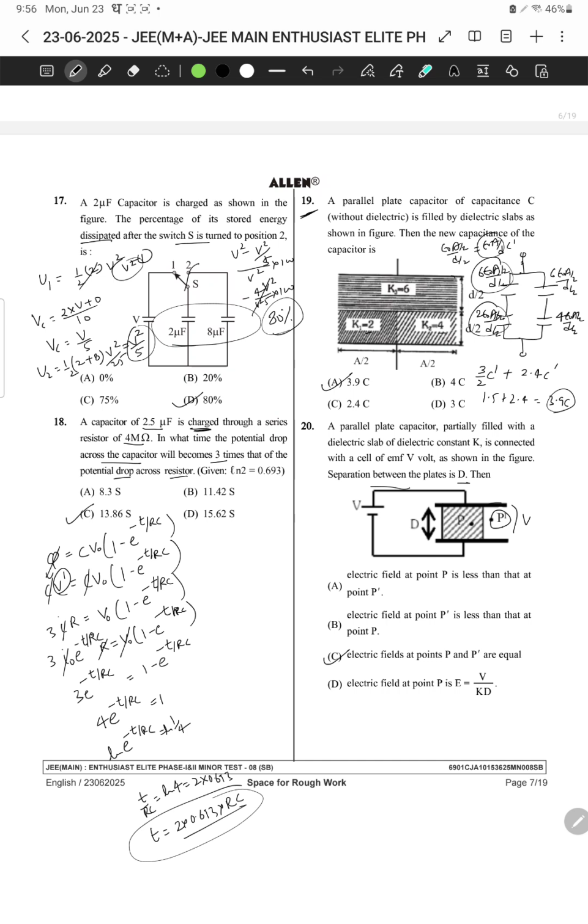Here the electric field will be more than this one, right? Because of the dielectric, the electric field decreases, E by K. That happens when the capacitor is isolated, when the charge is constant. But here the potential difference remains the same, so the electric field will be the same here. Clear? So the electric field will be equal. Let's see some more questions.